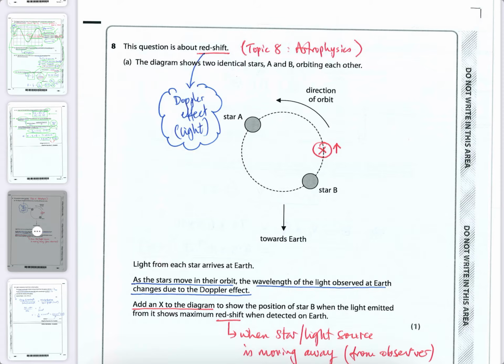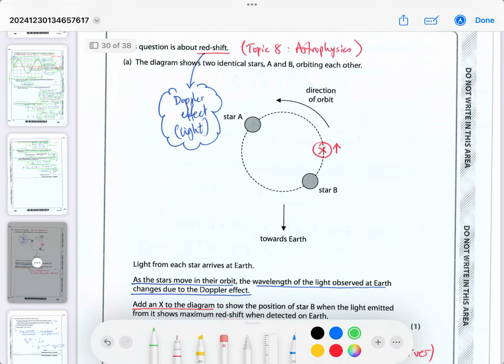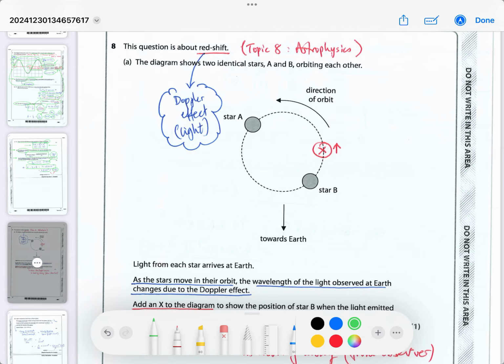Okay, so the actual question is about redshift, and redshift is a Doppler effect. It's a Doppler effect for light. So you studied the Doppler effect when you did the waves topic. So again, as I explained in previous videos, in the GCSE exam, they combine theory from waves, because wave theory is used in astrophysics to analyze starlight.